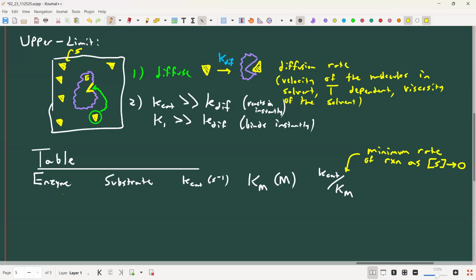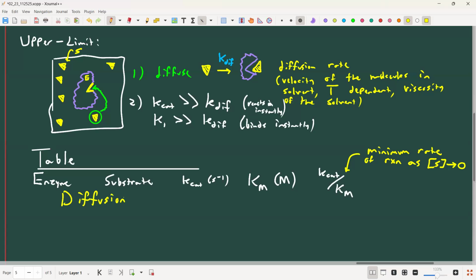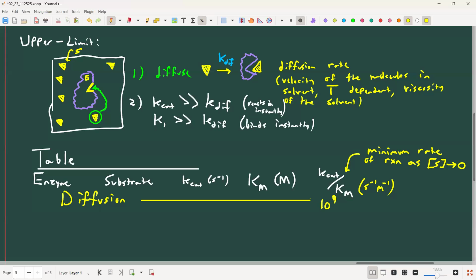And for diffusion, it doesn't have an enzyme or a substrate. I'm just going to write diffusion here. It has just one rate, a general rate. And that general rate, K cat over Km for diffusion, is 10 to the 9. This is in units of per second per mole per liter. Whatever that speed is, it doesn't really matter. But that ratio, the catalysis of the enzyme at this fast rate divided by the binding constant, at the diffusion limit is 10 to the 9. If it binds everything and reacts instantly, this is going to be about 10 to the 9.